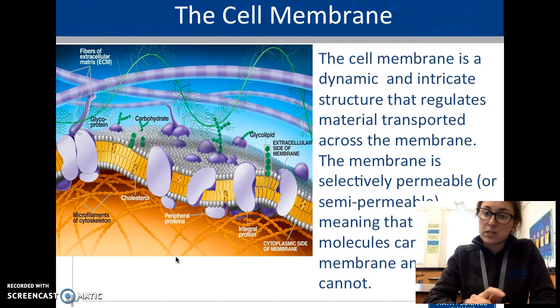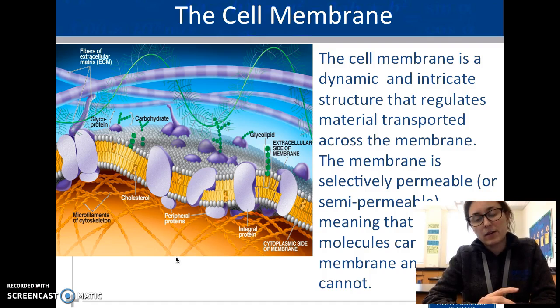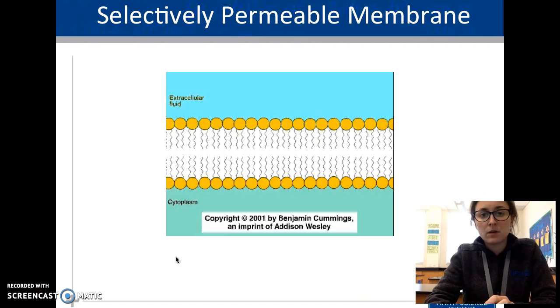We know it's made up of phospholipids, and the membrane is what we call semi or selectively permeable, meaning that certain things can go across and certain things cannot, and they need some sort of transport. This is an example of the phospholipid membrane. When we see extracellular fluid, that's fluid outside of the cell. Cytoplasm is inside of the cell.